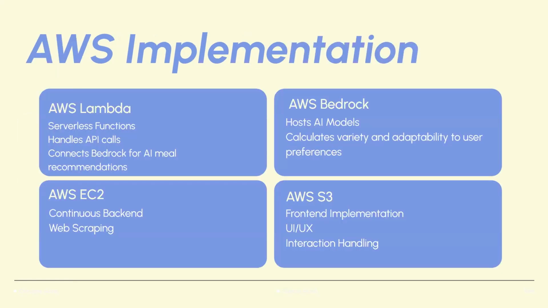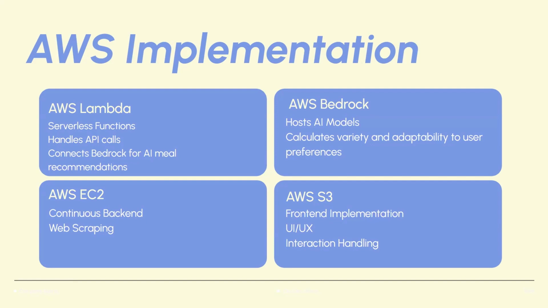For our AWS implementation, we use a variety of AWS tools. So first off, we have AWS Lambda. This is for our serverless functions, handling API calls. And mainly in our project, we use this to connect Bedrock for AI meal recommendations. Aside from that, we have AWS Bedrock, where we actually host the AI models, and we calculate the variety, adaptability, and of course, calories for the user preferences.